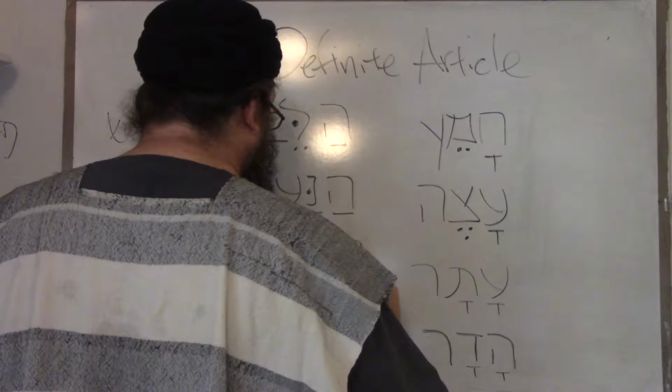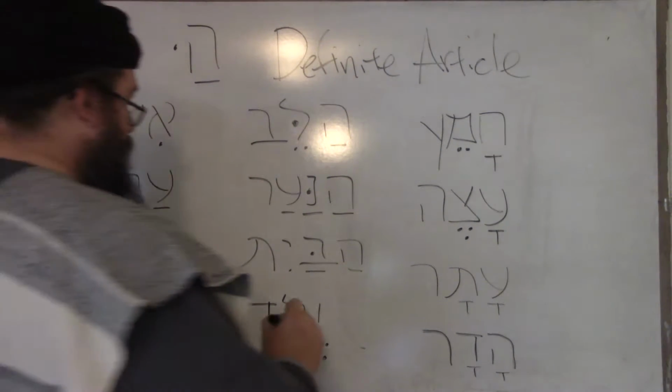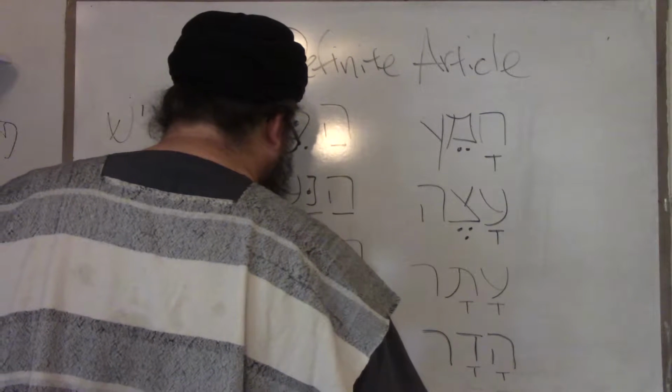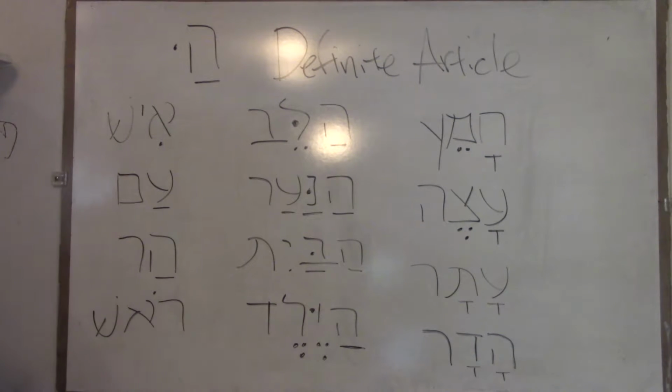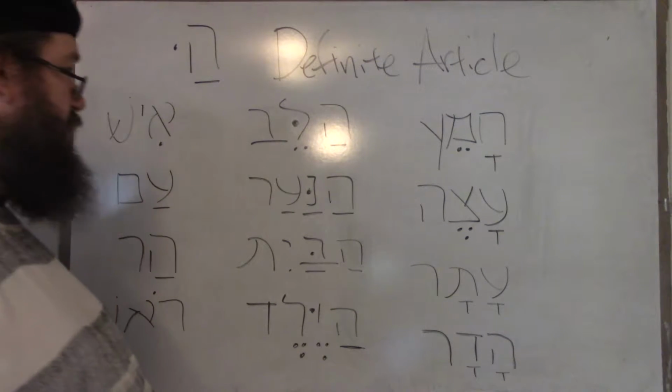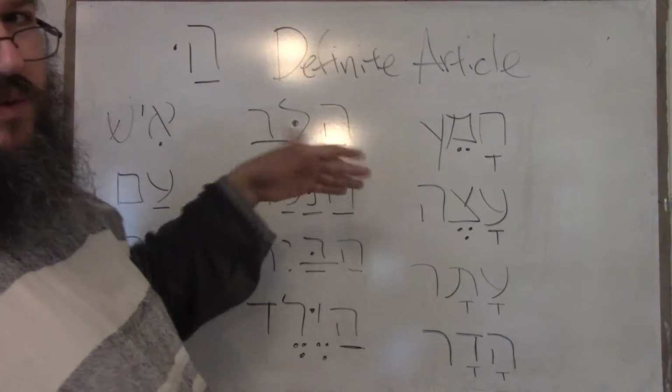Same thing going on here. We're going to put habayit, the house, and of course here we're going to put the dagesh right next to the yud, add the hey, and put the patach underneath it. Now we have hayeled, the child. So if we take away the hey, we have an indefinite noun. We add the hey, it becomes definite.